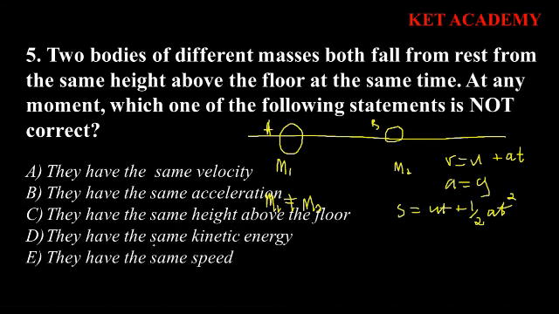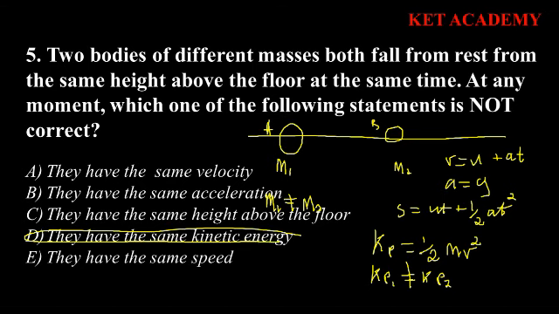Now this says they have the same kinetic energy. We know kinetic energy is a half mv squared. And the option says kinetic energy 1 will be equal to kinetic energy 2. This is very wrong because first of all, m1 is different from m2, so this can never be correct. So just this option is the incorrect option that we're looking for.